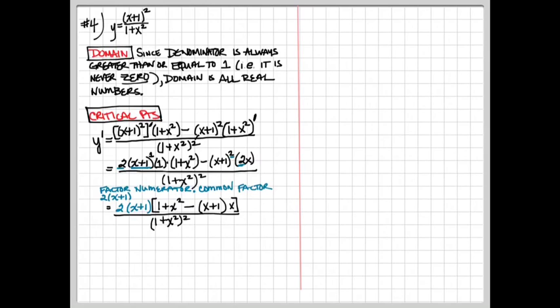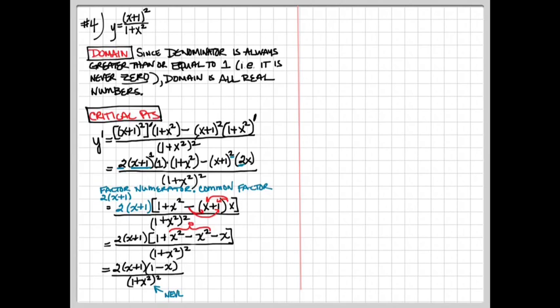Now you can simplify what exists inside the parentheses by distributing the x to both terms inside the parentheses and the negative 1 to both terms inside the parentheses. When you do this, you get 1 plus x squared minus x squared. Now there's a common term, x squared minus x squared, that's going to add to 0, to give us 2 times x plus 1 times 1 minus x divided by 1 plus x squared.